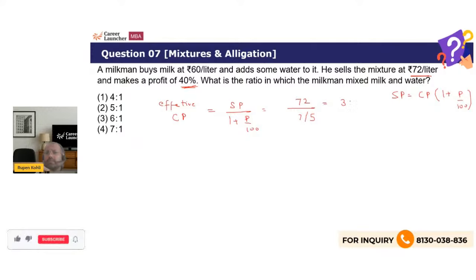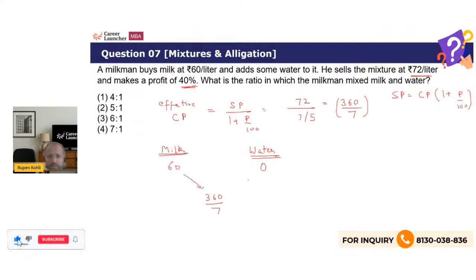So that comes to a fraction of 360 by 7. Let it remain in fraction. Don't calculate the decimal value. Now come to the fact that you are mixing milk and water. Milk is costing you 60 and water is costing you nothing, zilch. So 60 and 0 are being mixed to give an overall effective cost price of 360 by 7. There kicks in your concept of alligation. This 360 by 7 is the weighted mean of the cost prices of milk and water, 60 and 0.